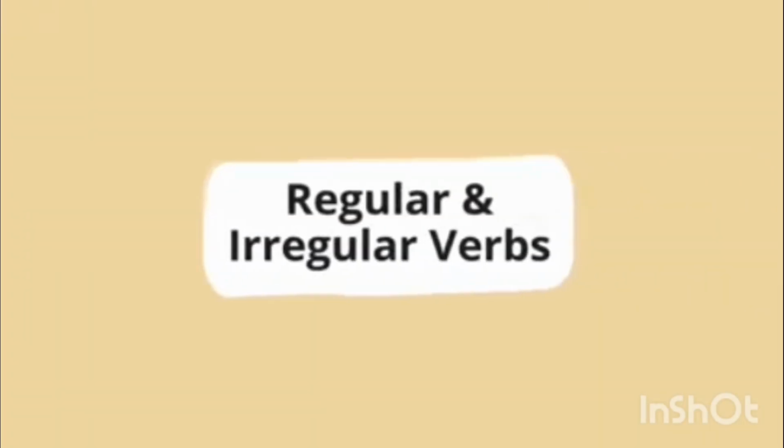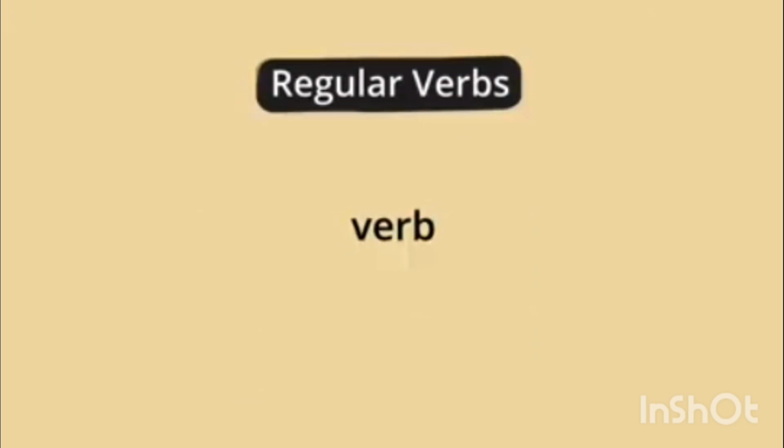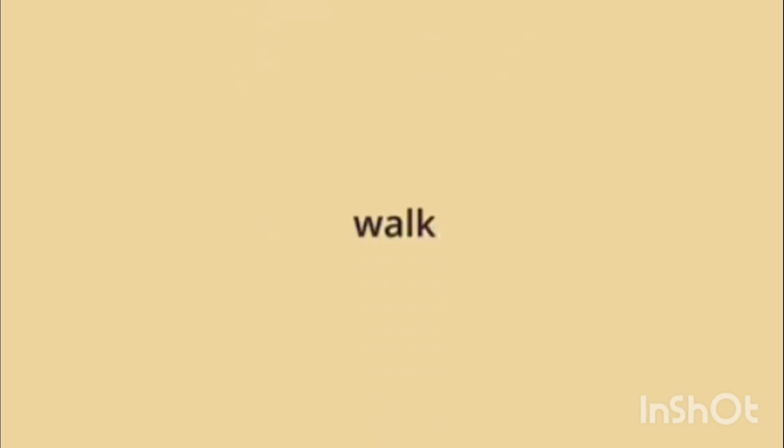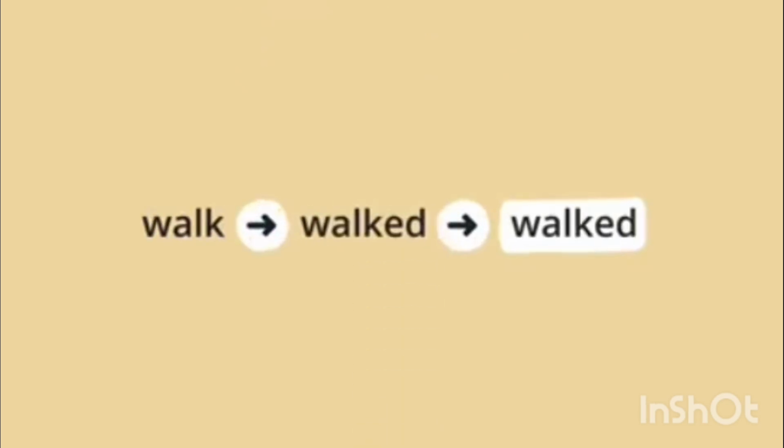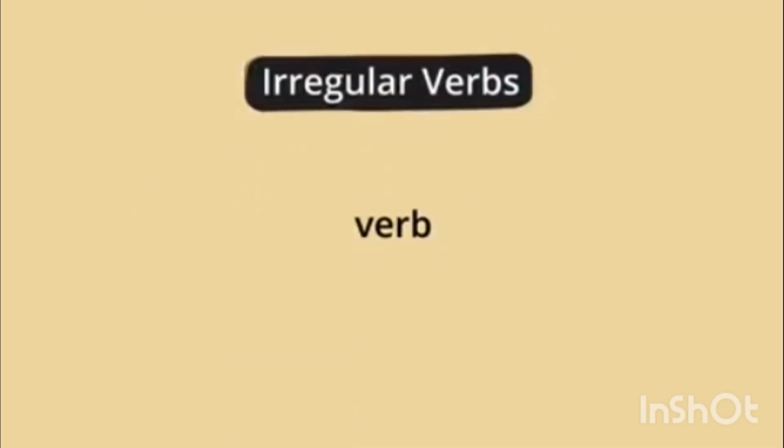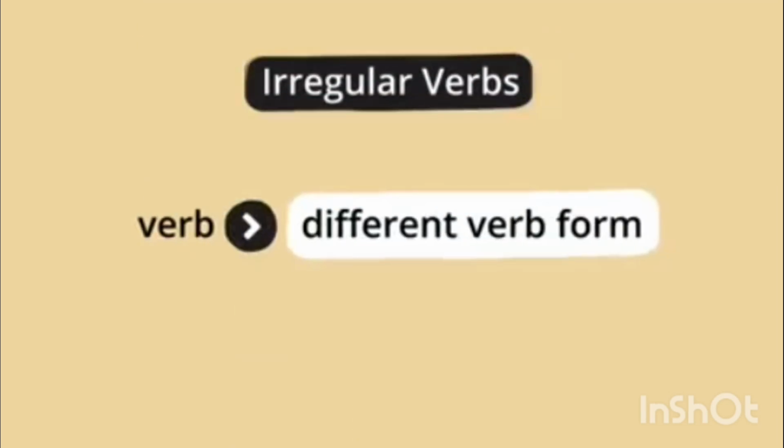Regular and irregular verbs. With regular verbs, we use the verb plus ed to form the past participle. For example, the past participle of the verb walk is walked. With irregular verbs, the past participle changes into different forms. We do not use ed. For example, the past participle of the verb eat is eaten.